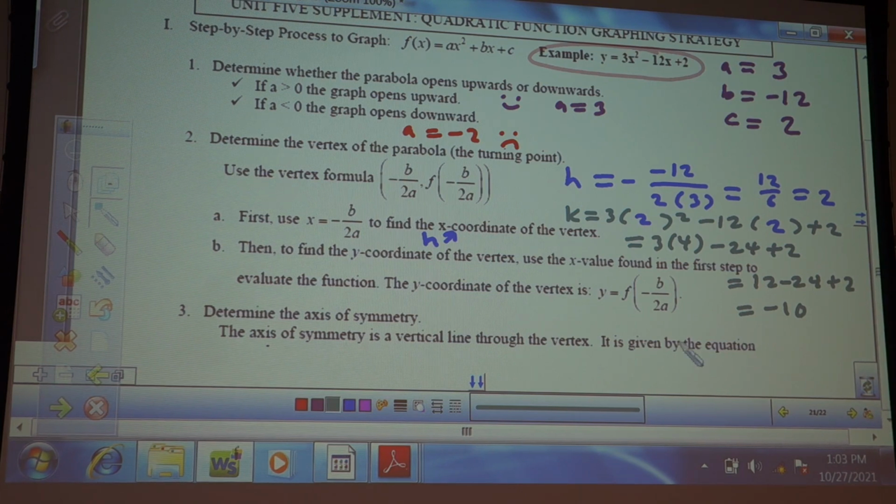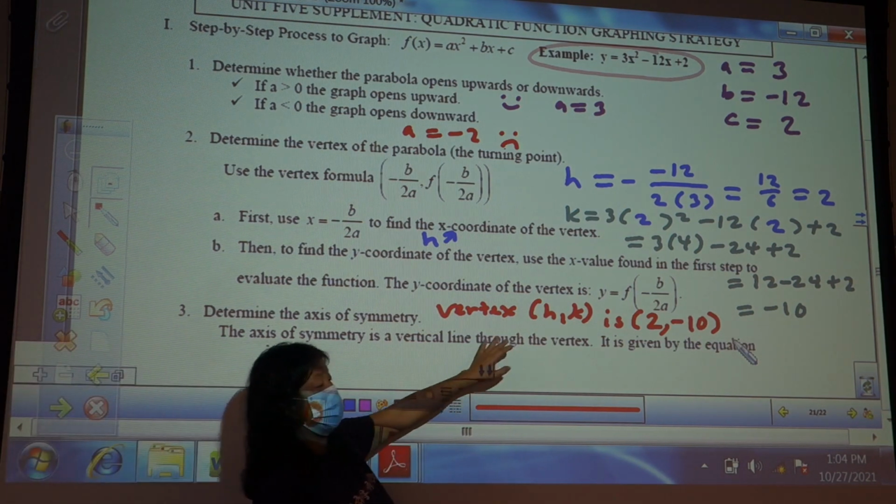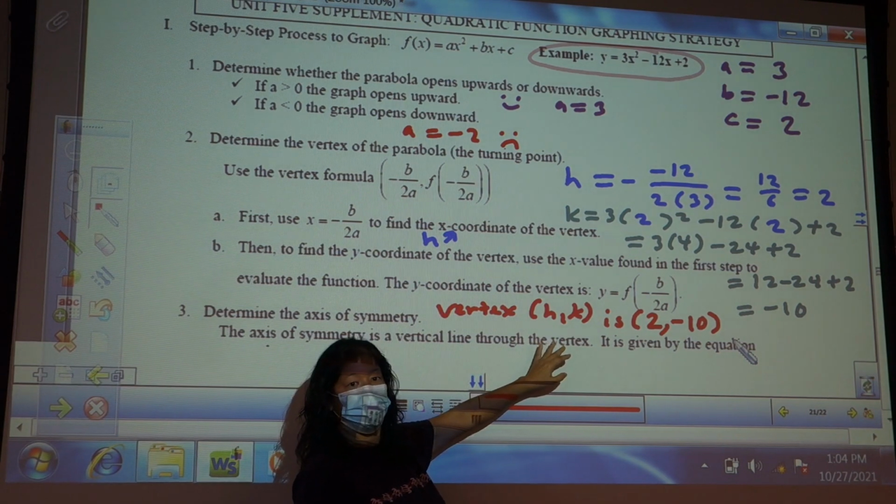Okay. So then my vertex, h comma k, is 2 comma negative 10. Right? How do folks feel about this one?